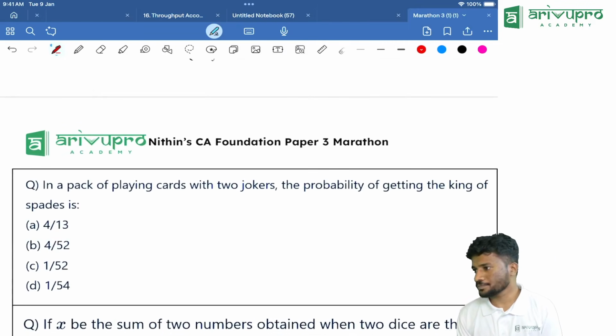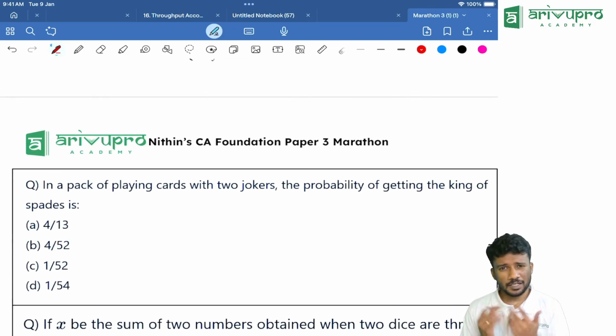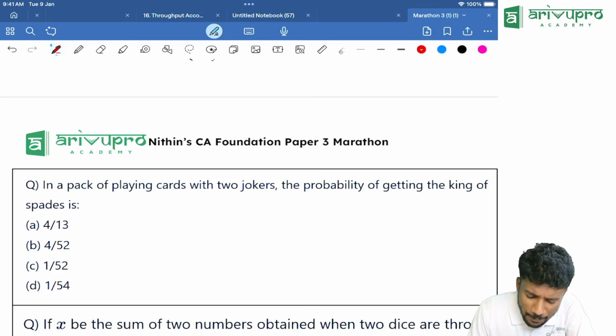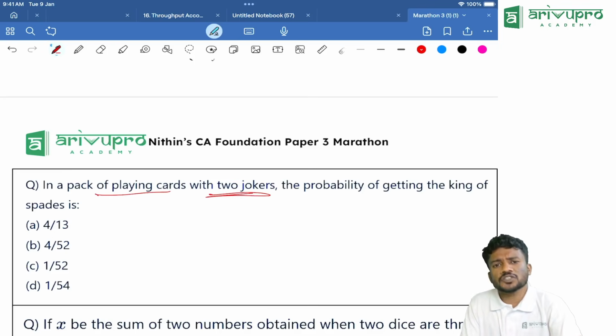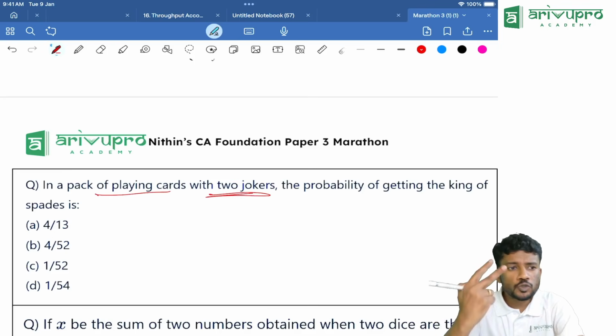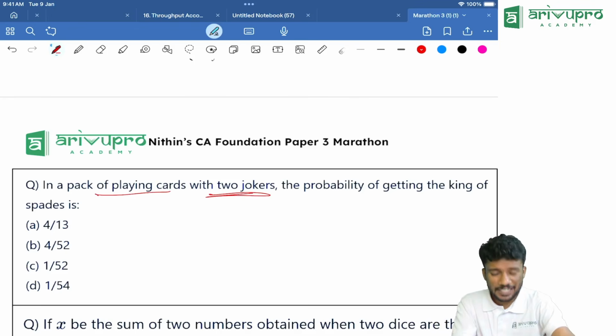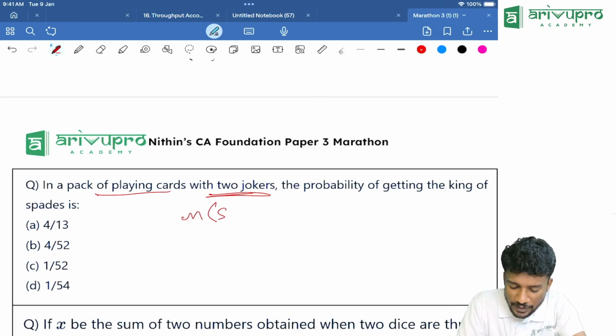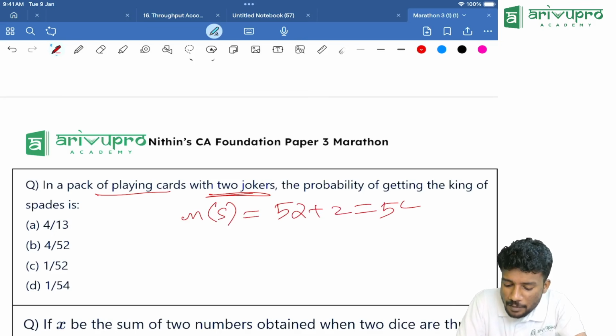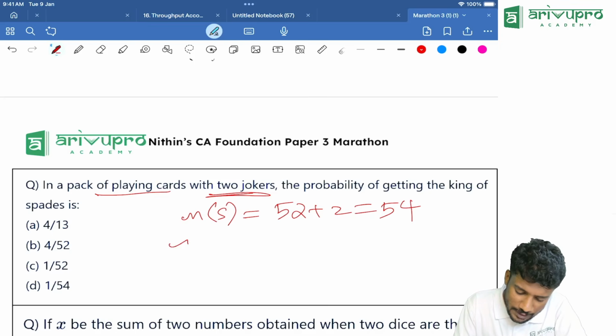Get me the answer. We solved this in our classroom also. In a pack of playing cards with 2 jokers, how many jokers are there? 2 jokers extra are there. That means in a pack of playing cards, the total sample space n of S is 52 plus 2, that is 54.